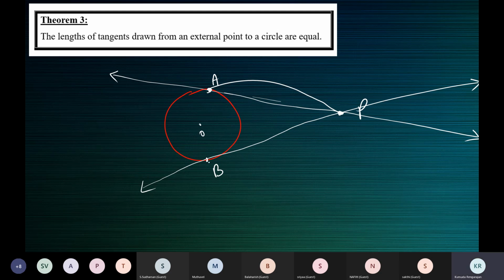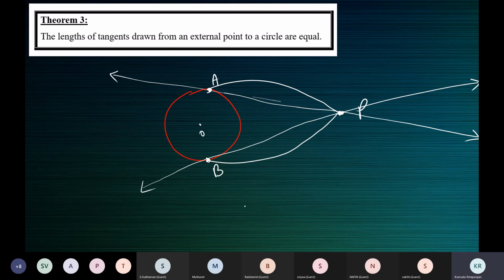Similarly, see here, point of contact, and you can see that this point P also lies on the other tangent. So this distance BP is a tangent segment. The endpoints of a tangent segment are: one is the point of contact, the other is any point lying on the tangent.